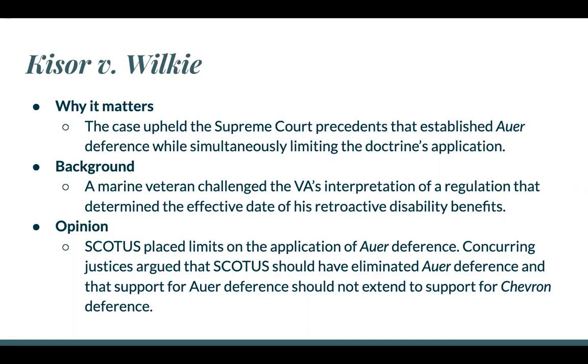Okay, that's interesting. Can you tell us a little bit more about Auer deference and then how the court's decision changed it? Sure. So Auer deference requires courts to accept an agency interpretation of its own unclear regulation, unlike Chevron deference, if you recall, which applies to agency interpretations of unclear statutes. But the Kisor ruling placed 4 limitations on the application of Auer deference.